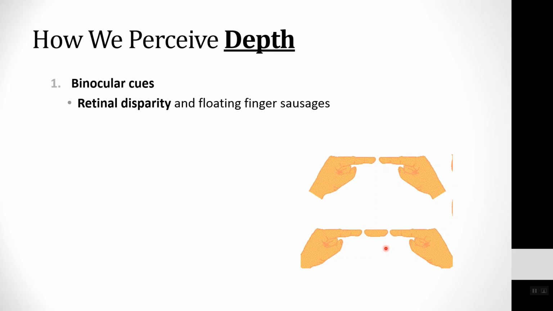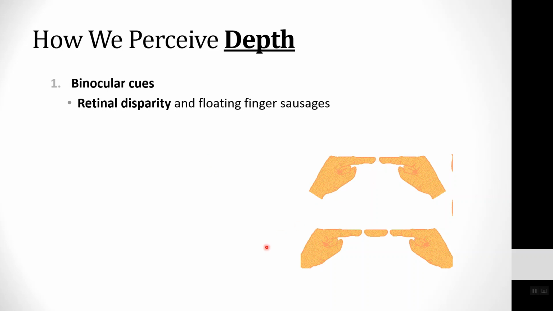As you pull your fingers further from your face, that tiny floating finger sausage gets smaller and smaller and smaller until it doesn't exist. That helps demonstrate that your images are overlapping so much. There's such a difference creating this floating finger sausage, but the further away it is from your face, the smaller it gets or it disappears. And your eyes have a similar image. So takeaway point: retinal disparity.